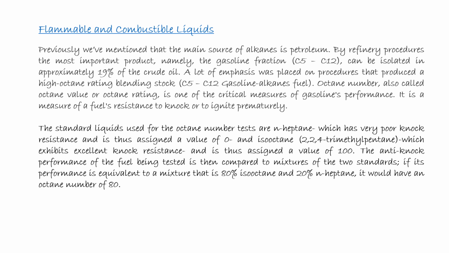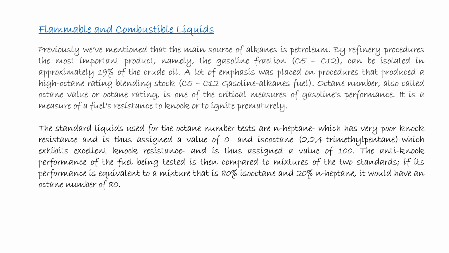gasoline's performance. It is a measure of a fuel's resistance to knock or to ignite prematurely. The standard liquids used for the octane number tests are n-heptane, which has very poor knock resistance and is thus assigned a value of 0, and isooctane, 2,2,4-trimethylpentane, which exhibits excellent knock resistance and is thus assigned a value of 100. The anti-knock performance of the fuel being tested is then compared to mixtures of the two standards.